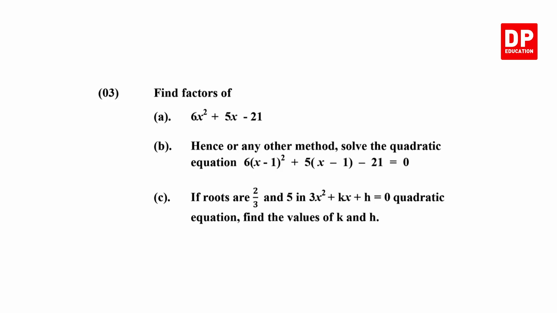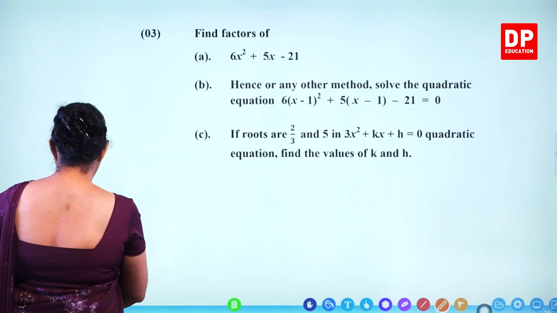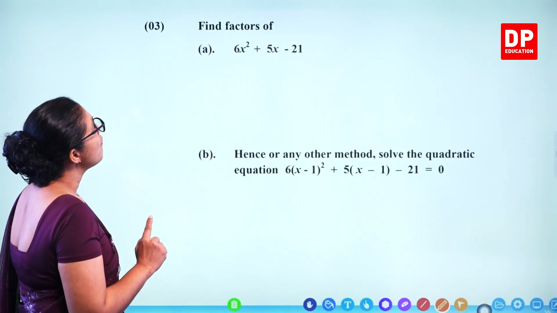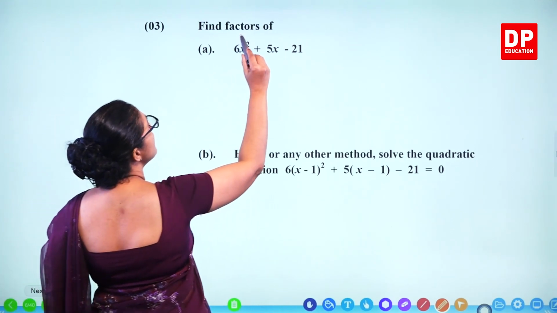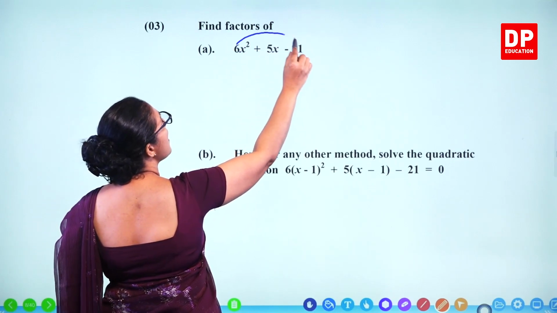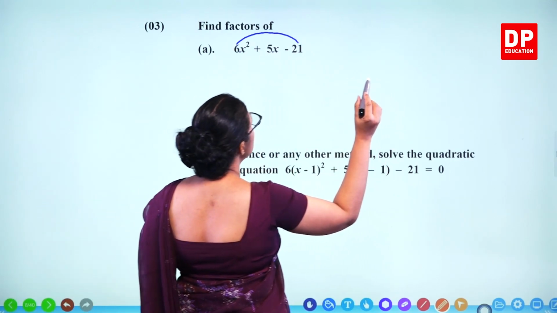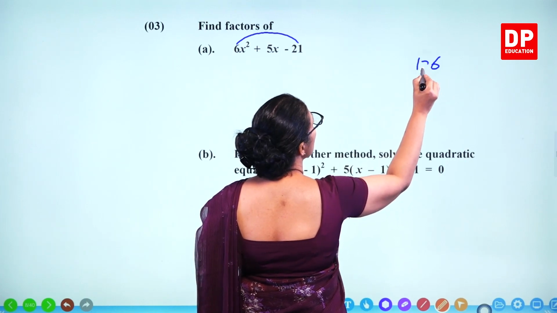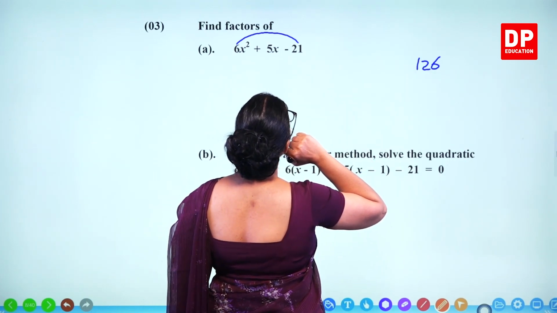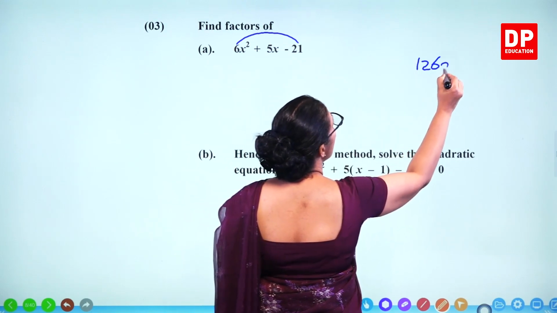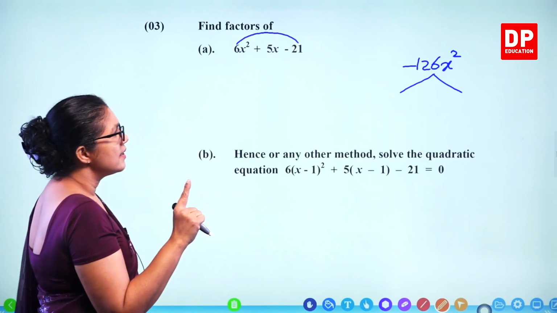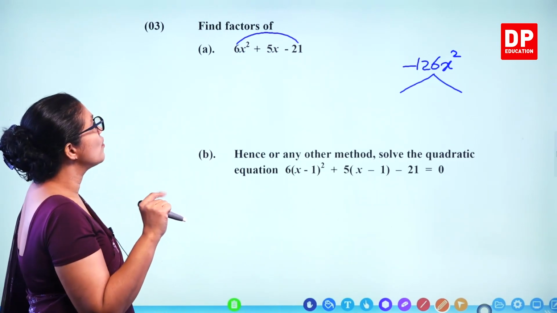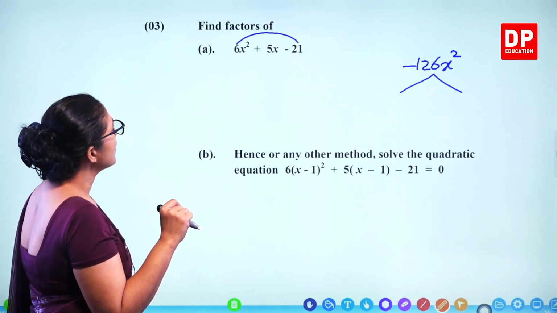Question number 3, factorize. So we'll do 3 steps. Find factors of this. So what you do when you have a quadratic equation like this, you multiply these two. 6 into 21, 126 x squared. That's minus. So that means we have to find out the factors, and the difference should be equal to plus 5. So what are the factors?